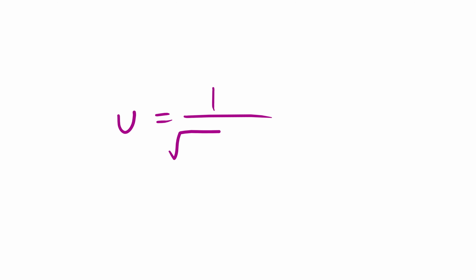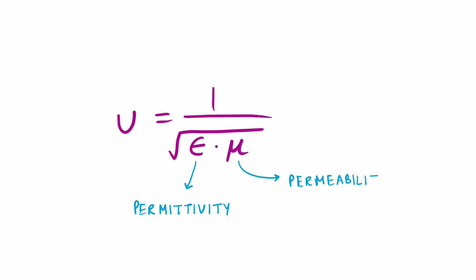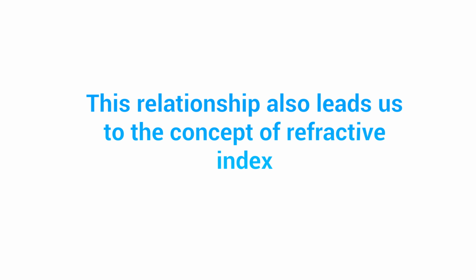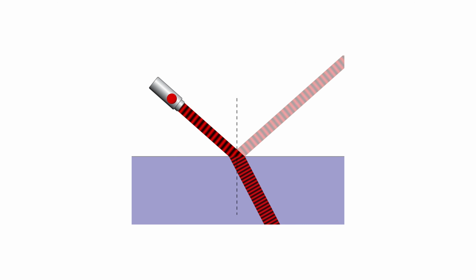The speed of an electromagnetic wave in a material depends on both permittivity and permeability. So in vacuum, permittivity and permeability have specific values, but in other materials these values are different, which in turn affects wave speed. This relation also leads us to the concept of refractive index, which is a measure of how much the wave slows down in a given material compared to the speed in vacuum.